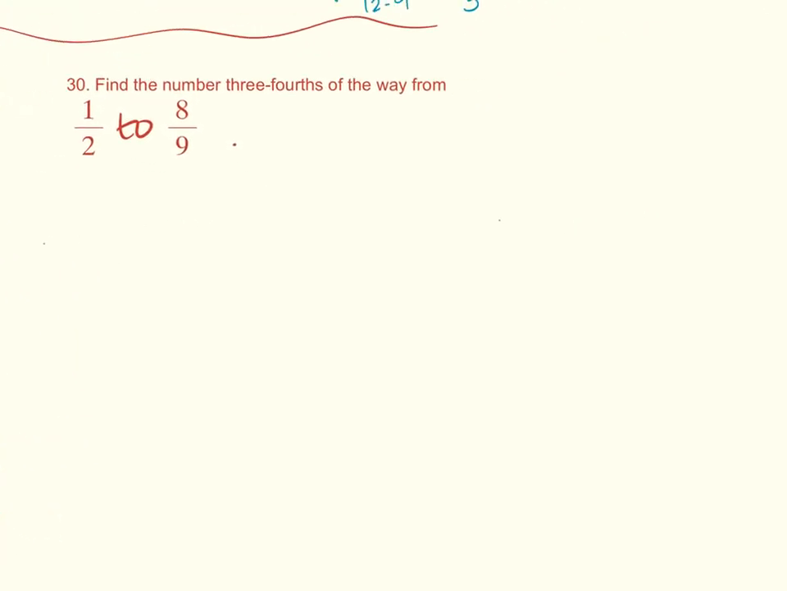For 30, it says find the number 3/4 of the way from 1/2 to 8/9. So 1/2 is our A, 8/9 is our B. So we have 1/2 plus the rational number they gave us that we want to find the distance of, which is 3/4. So this is going to be 3/4 times 8/9 minus 1/2. Get a common denominator inside the parentheses.